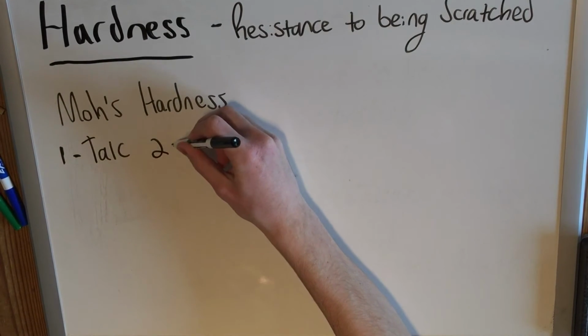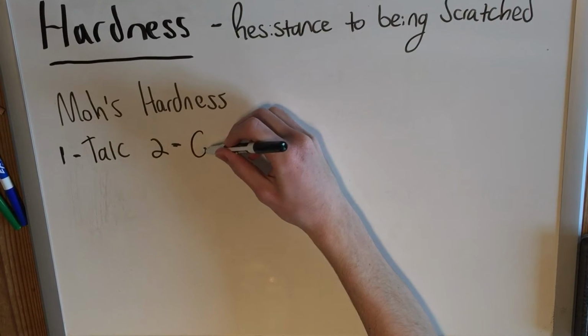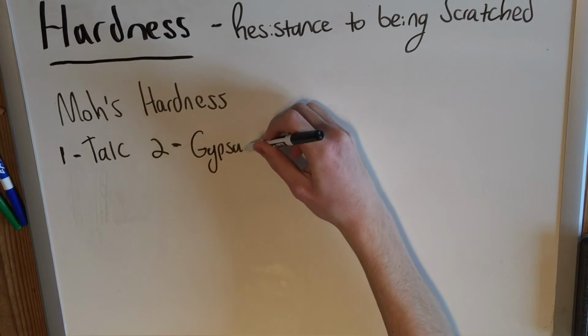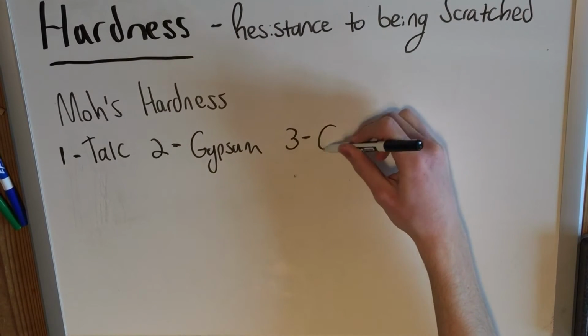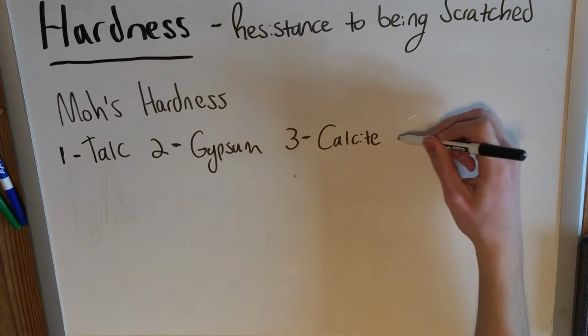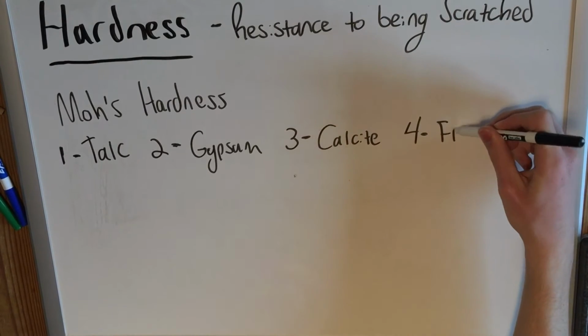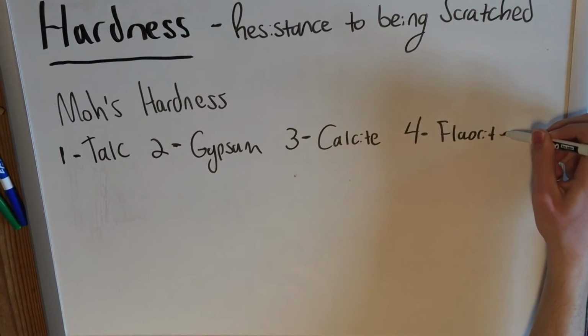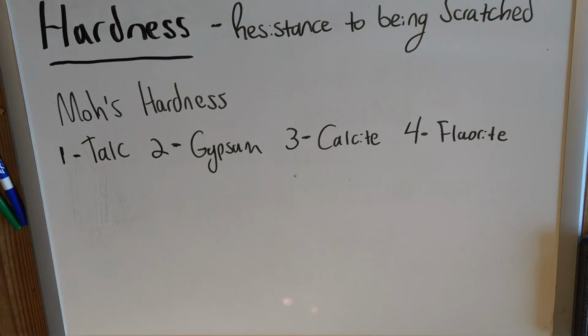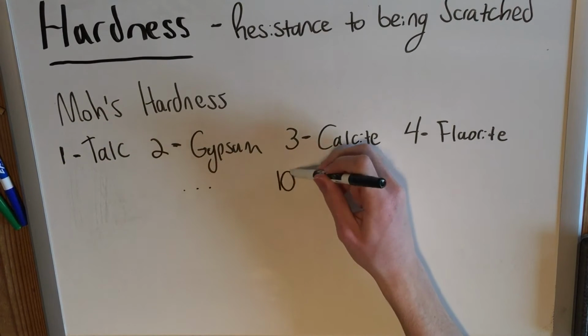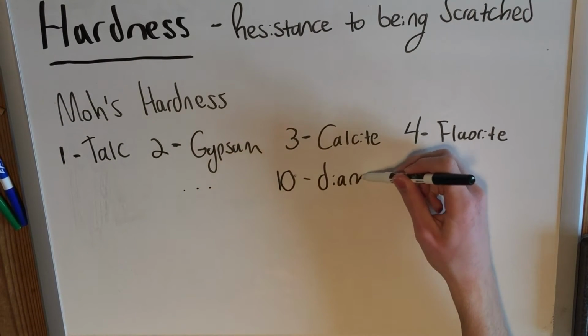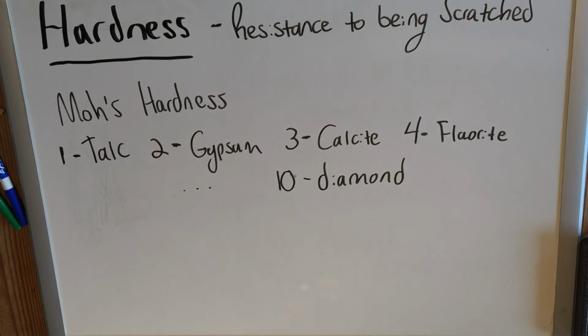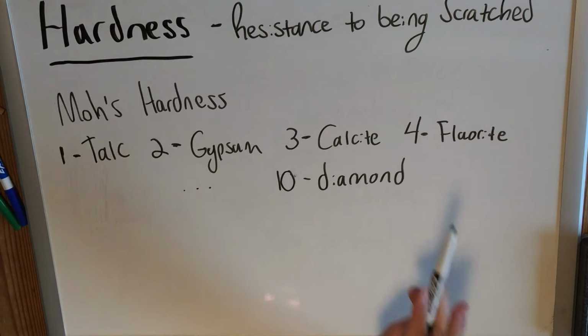That's the easiest to scratch. 2 on the hardness scale is gypsum. 3 is calcite. 4 is fluorite. And then I'll just say these out. Then 5 is apatite, 6 is orthoclase, 7 is quartz, 8 is topaz, 9 is corundum, and finally we end with 10, which is diamond. So diamond is the hardest substance, the hardest to scratch, and all of these then come before it.